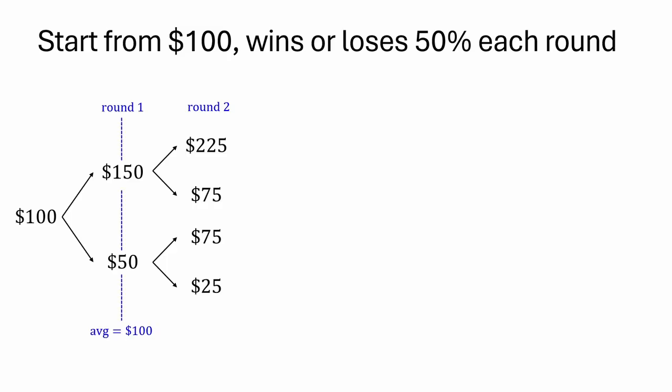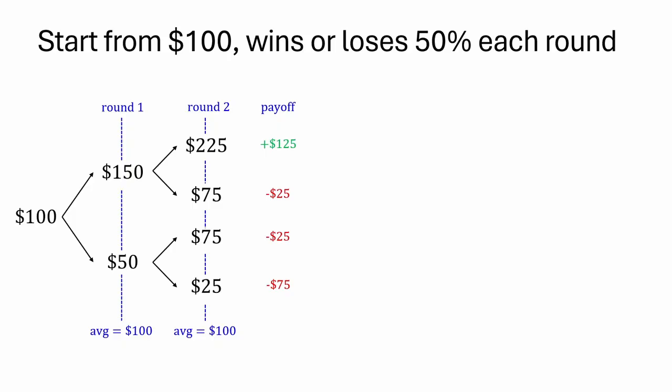The average of all the outcomes for round 1 is $100. And the same is true for round 2. The expected wealth is constant over time. Yet, if we look at the payoff, that's the difference between the final and initial wealth, 3 out of 4 times we end up with a loss.